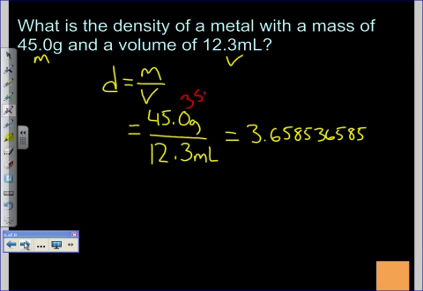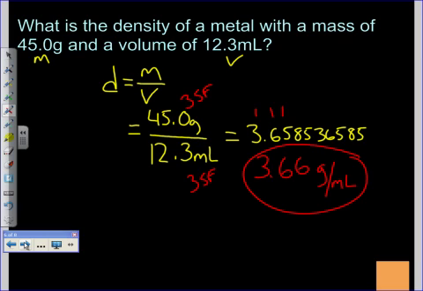Okay, our 45.0 grams is 3 sig figs. That 0 is significant. 12.3 is also 3 sig figs. We always go with the least number, but since they both have 3, that means our answer needs to have 3 sig figs. So we're going to round it to the hundredths place in this case. Since that's an 8 after the 5, it rounds up, so we're going to get 3.66 grams per milliliter.